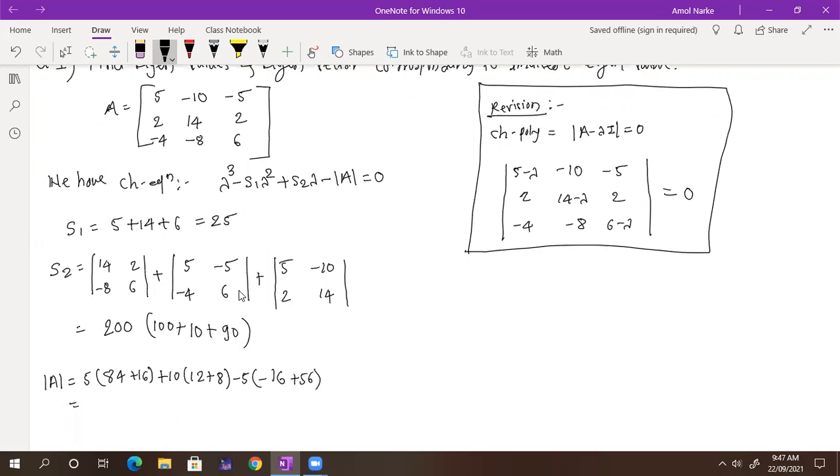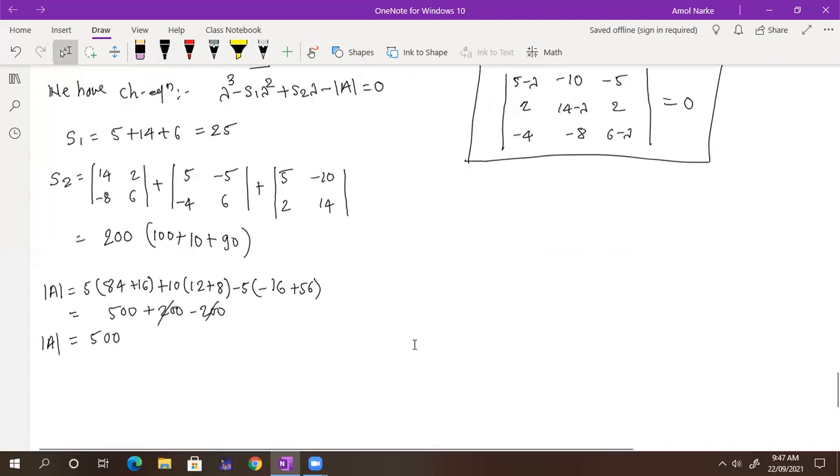So you are getting in 100 here, 500. 20 into 10, 200, minus 5 into 56 minus 16. It becomes 40, 40 into 5 becomes 200. 500 is the answer. Correct. So this gets cancelled and you will get 500, which is nothing but your determinant of A. So you got all the values.